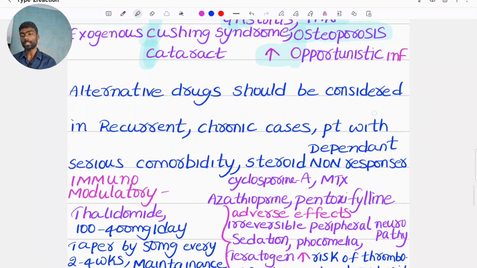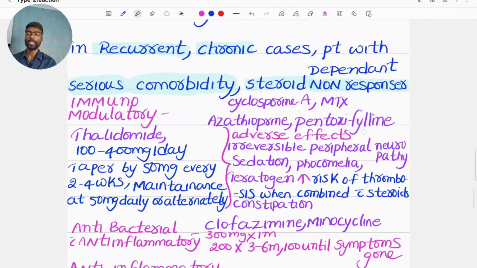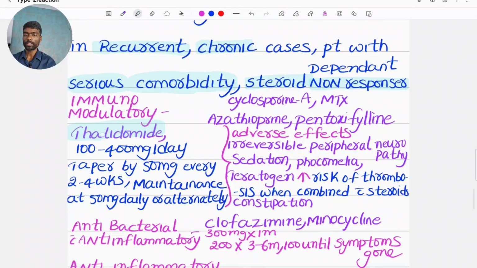Alternative drugs should be considered in recurrent, chronic, steroid dependent, steroid non-responder and patients having serious comorbidities. Main alternative is immunomodulatory drug thalidomide, 100 to 400 mg per day. Here also WHO says to start with low dose 100 mg. If not controlling, we can increase the dose, taper slowly 50 mg every 2 to 4 weeks, maintenance at 50 mg daily or alternative days.